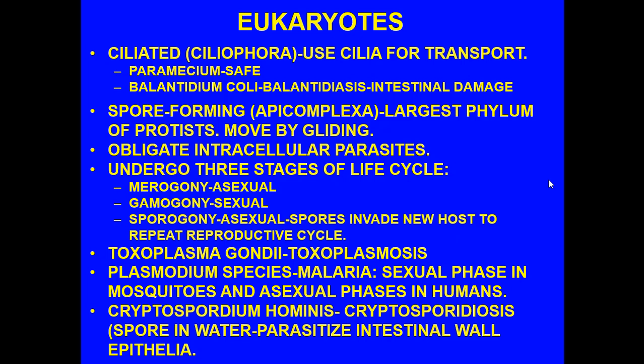Finally, we go to the spore-forming apicomplexa. The spore-forming protists are the largest phylum of protists, and they move by gliding. They're an obligate intracellular parasite, which means that they have to be inside of the cell. They will undergo 3 stages of their life cycle: merogony, which is an asexual reproduction; gamogony, which is a sexual reproduction; and then sporogony, which is asexual. Usually at sporogony, the spores invade a new host to repeat the reproductive cycle.